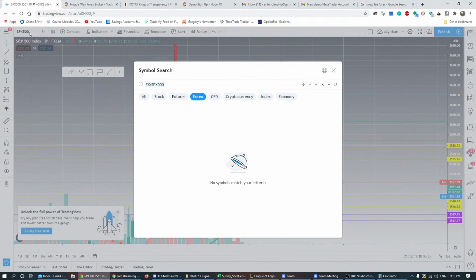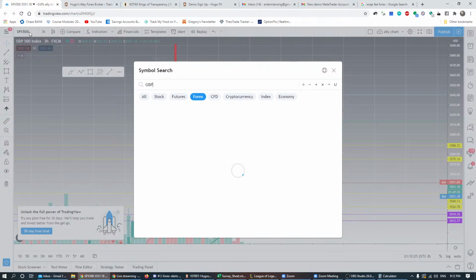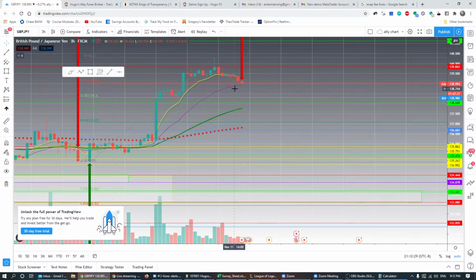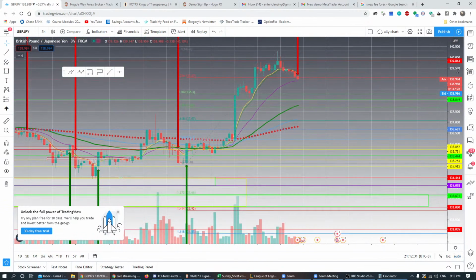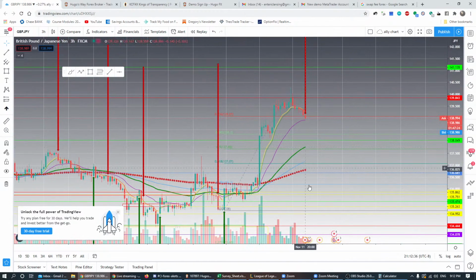The reason is because when you trade British pound and yen, any yen pairs are basically like trading the dollar.